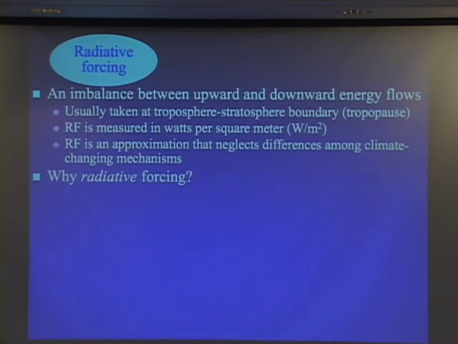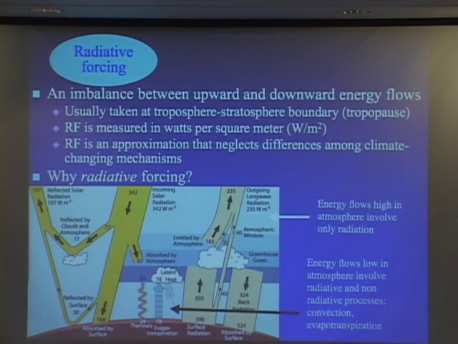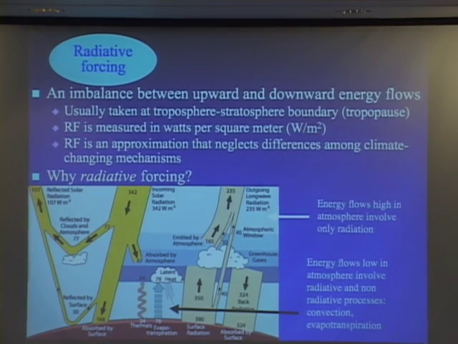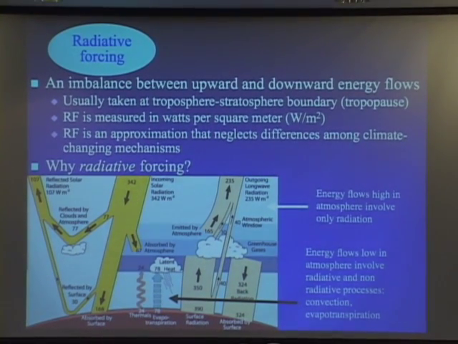Why is it called radiative forcing? It's called radiative forcing because if you look again at this diagram, the energy flows high in the atmosphere involve only radiation. That is, the radiation from the sun. I'm not talking about nuclear stuff like you get from tritium that's leaking into groundwater. I'm talking about electromagnetic radiation in the form of visible light or infrared. And up here high in the atmosphere, that's all you've got. Down at the surface, it's more complicated because you have these other processes, convection and transpiration, evaporation, which are not radiative processes. So if you hear someone talking about radiative forcing, RF, that's why they're using that term.